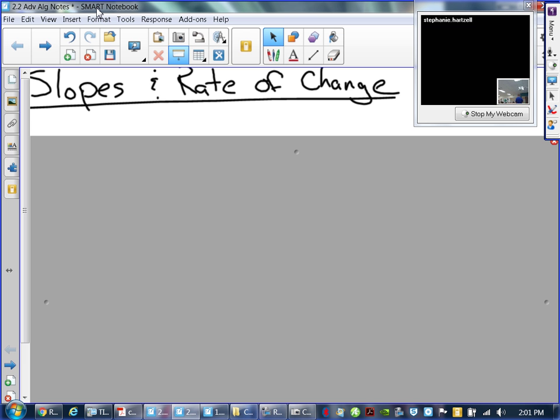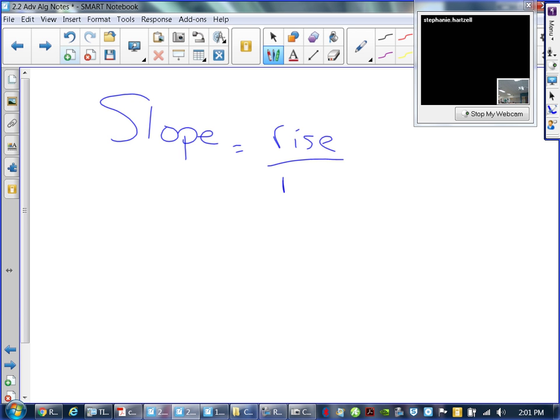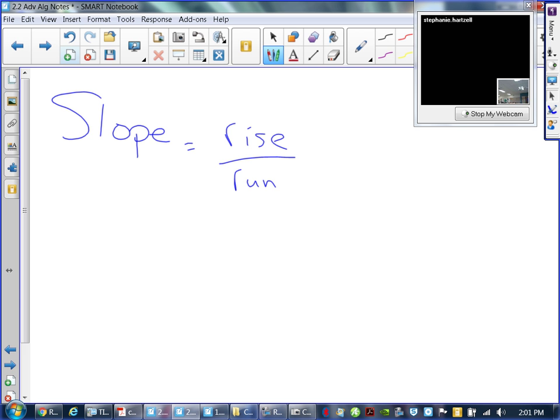What's nice about these first few sections is that it brings back a lot of old memories of slope-intercept form and finding slopes and all that kind of fun stuff. But what I want to do is just start with slopes. What is slope? It is rise over run. All right? Slope, rise over run.